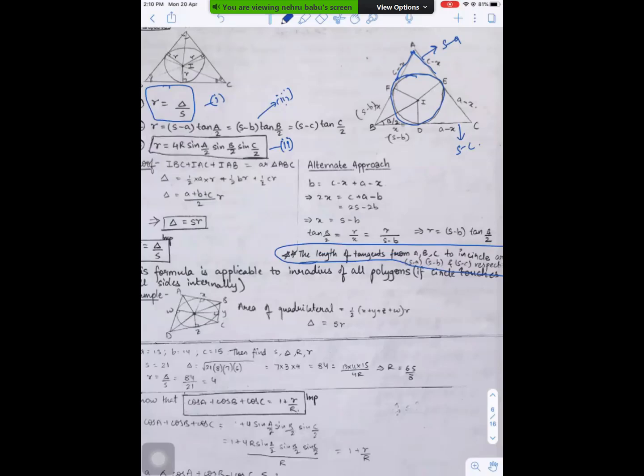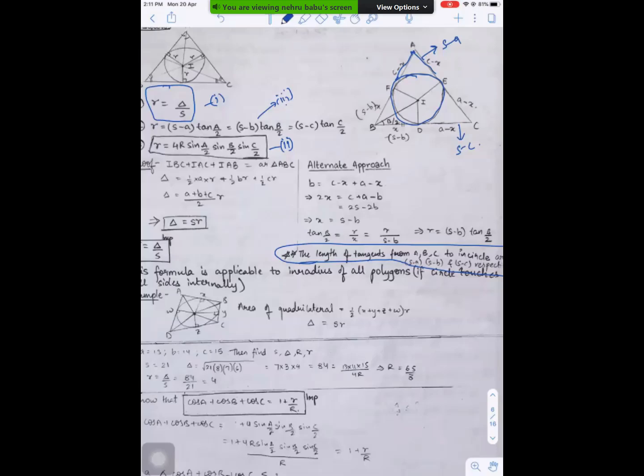One is the delta equal to rS formula. One more thing, r equal to 4R sin A by 2, sin B by 2, sin C by 2 formula. Next, r equal to (S minus a) tan A by 2 formula. Actually, this r equal to (S minus a) tan A by 2 formula comes with the help of our length of tangent result only.